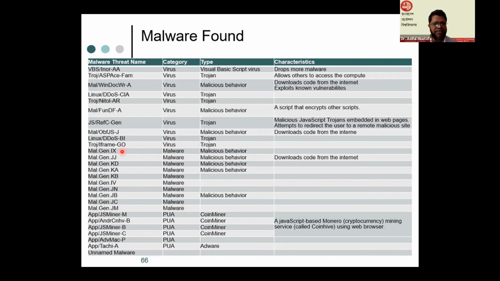So in most cases, I think we saw that this was the most attacked malware type in the system. We see some coin miners, like Bitcoin mining type of attacks using PUA. And also we saw some unnamed malware there. So some of the malware was not able to be detected with any particular naming in the system.